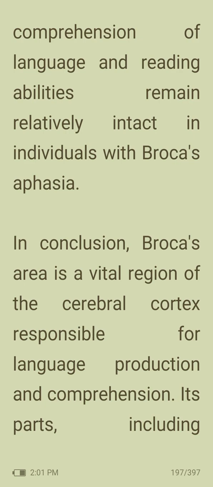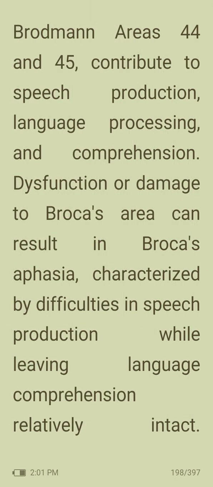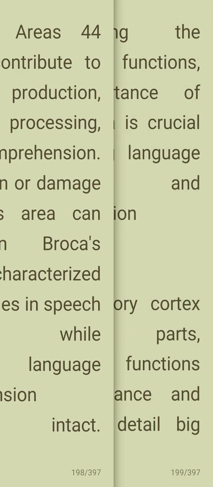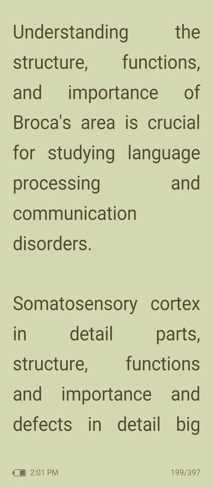In conclusion, Broca's area is a vital region of the cerebral cortex responsible for language production and comprehension. Its parts, including Brodmann areas 44 and 45, contribute to speech production, language processing, and comprehension. Dysfunction or damage to Broca's area can result in Broca's aphasia, characterized by difficulties in speech production while leaving language comprehension relatively intact. Understanding the structure, functions, and importance of Broca's area is crucial for studying language processing and communication disorders.